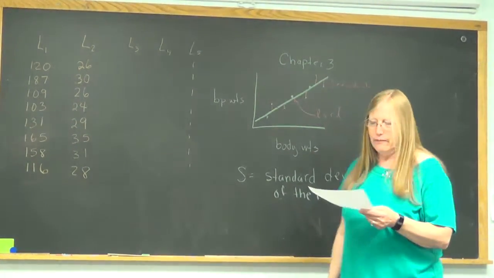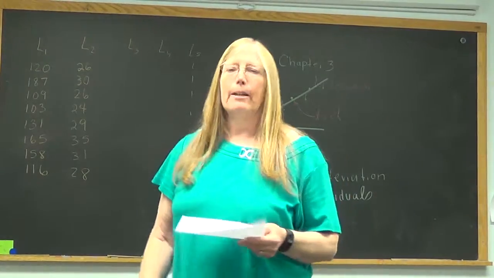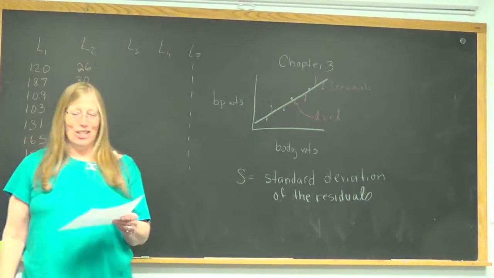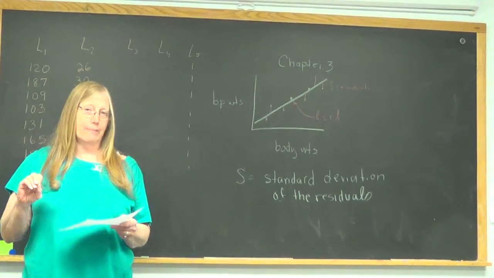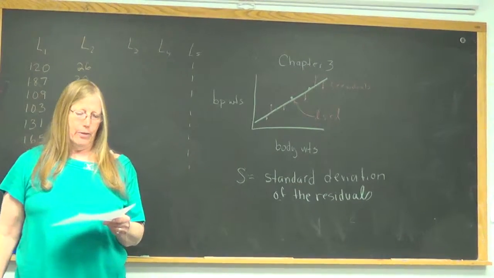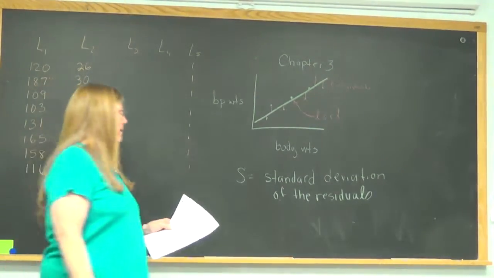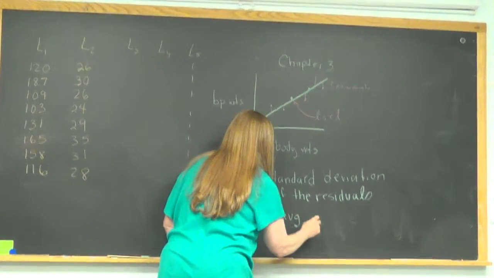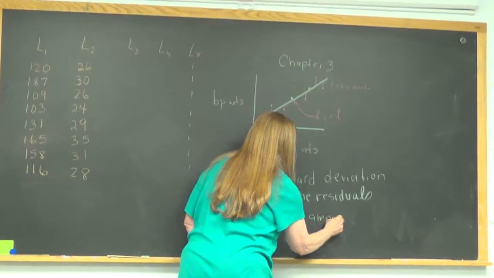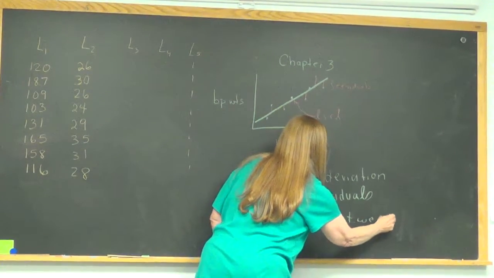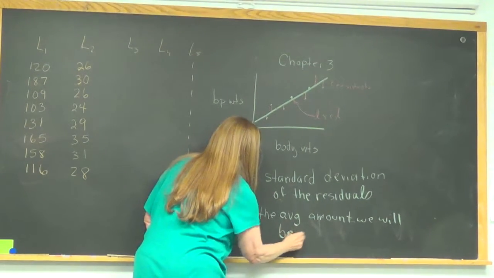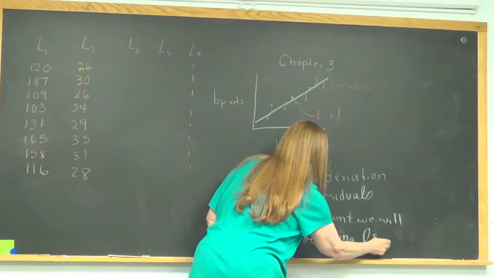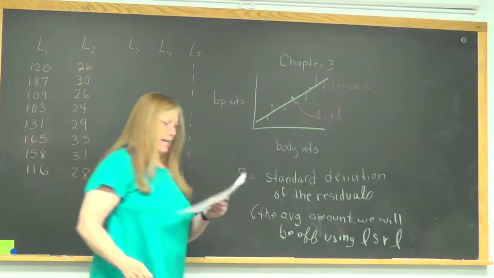And let's put that in common everyday language. The standard deviation of the residuals means, and I'll write this up, but I just want to speak it to your face. The standard deviation of the residuals is the average amount that we will be off if we use this least squares regression line. Right. So that means the same thing. The average amount we will be off using the least squares regression line, LSRL.